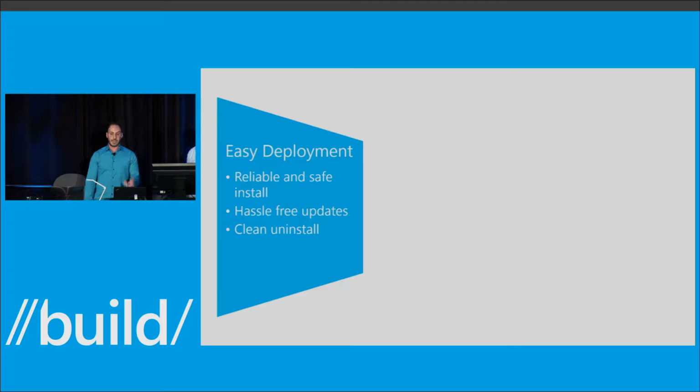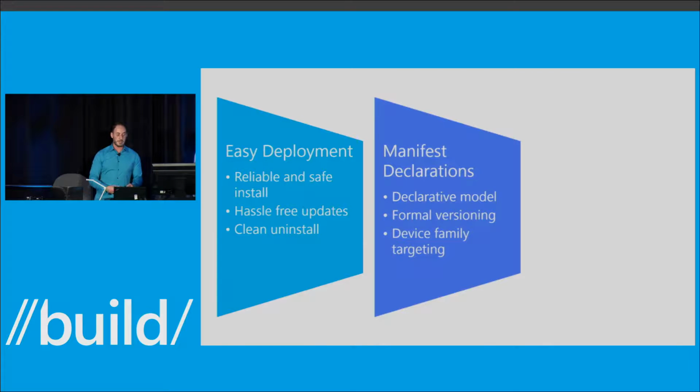And so with AppX and with these universal Windows apps, we really provide a clean way that's safe to install these packages, seamless updates, no reboots, and then a clean uninstall. So the next pillar that we wanted to talk about is the declaration story, the way that we express to the system what the package or the app is intending to do. And this is done via the manifest.